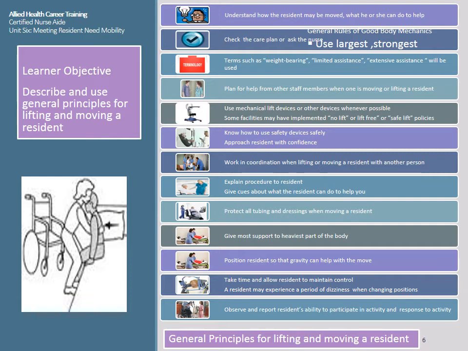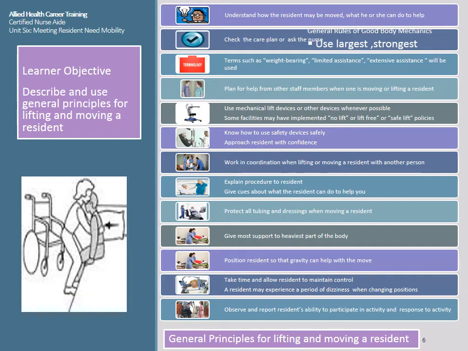Give support to the heaviest part of the body. This is usually the trunk of the body. Position residents so that gravity can help with them when they move. A good example of that would be, say you need to have a resident move up in the bed because they've scooted down. So a good way to do that is to put the head of the bed down and the feet up. Then, if possible, have the resident take their arms and grab the headboard, and then have them pull themselves to the head of the bed.